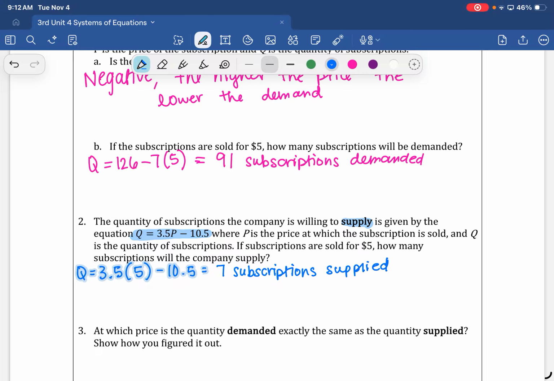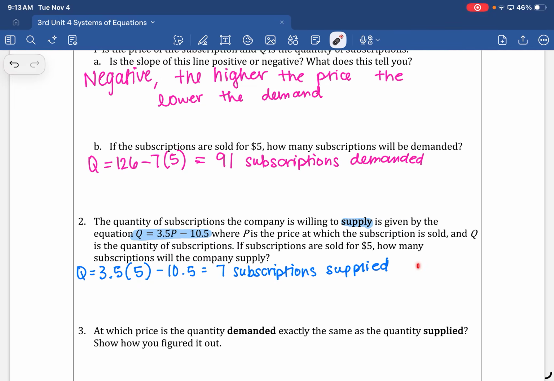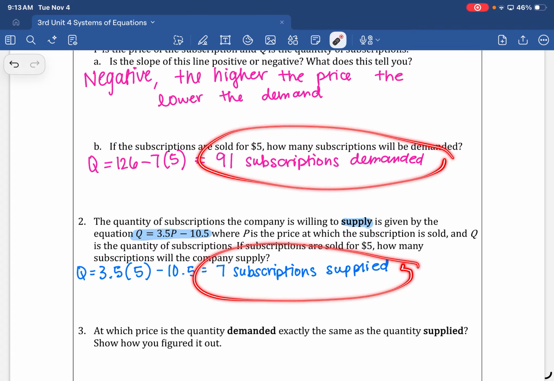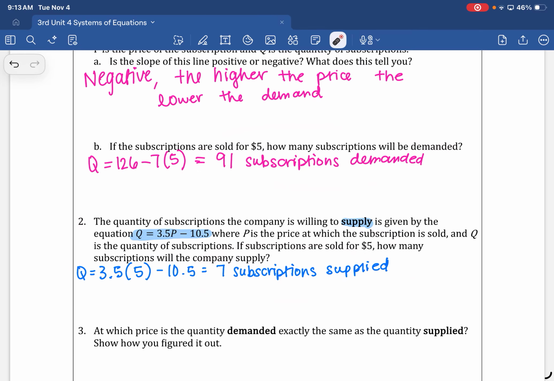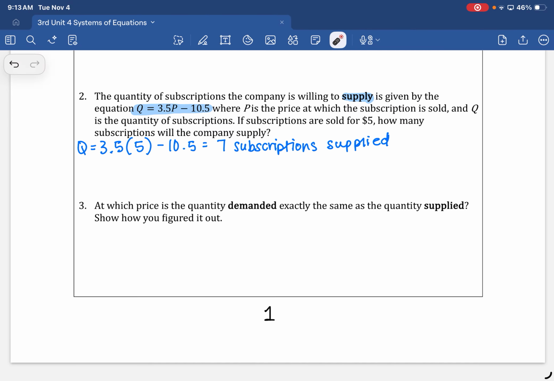So if they charge $5 for the magazine, they are willing to supply 7, but 91 is demanded. Are they able to meet the demand if they charge $5? So should they charge $5 for their magazine? No, they should probably charge a little bit more than that. Okay. So I want us to go ahead and look at question 3.